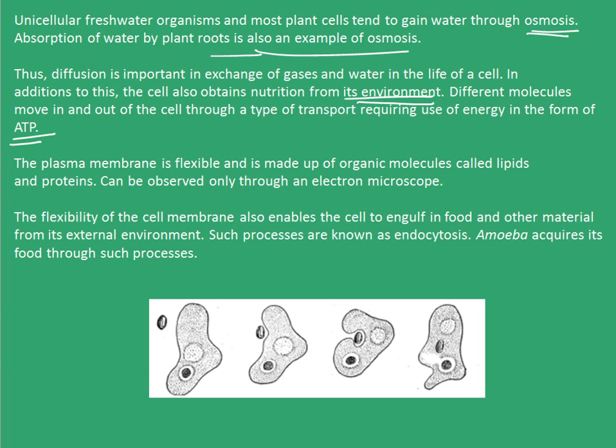The plasma membrane is flexible and is made up of organic molecules called lipids and proteins. This can be observed only through an electron microscope. The flexibility of the cell membrane also enables the cell to engulf food and other materials from its external environment. Such processes are known as endocytosis. Amoeba acquires its food through such processes. A series of pictures shown here shows how amoeba acquires its food through the process of endocytosis.